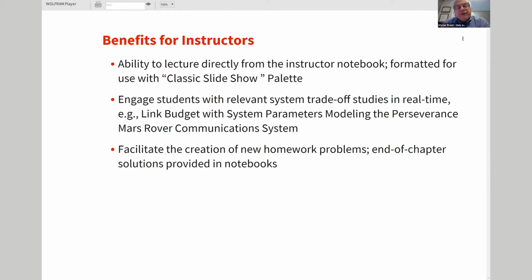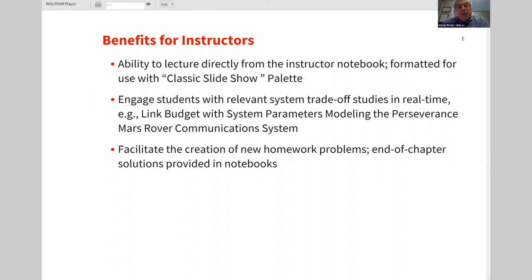For example, when I was teaching the class last spring, the Perseverance Mars rover had just landed, and I pulled out some of the parameters of the communication systems for that and was able to use that as an example in class as I went along, and to show some of the trade-offs that would be involved.